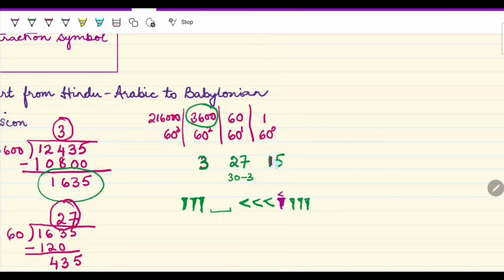And now we have to represent 15. So let's put a space because that's a separate digit. So 15 can be represented with an arrow and 5 lines, right? 5 lines. So that's how we go about converting from the Hindu-Arabic or the decimal system to the Babylonian numeral system.